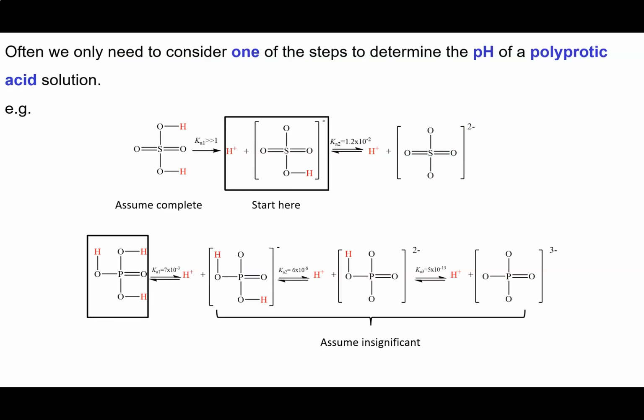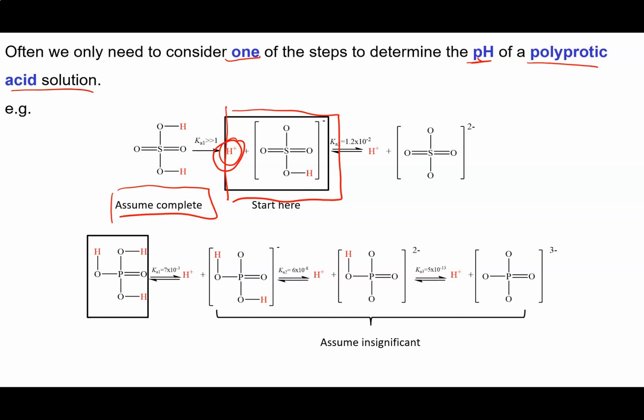Most of the time, in fact, we're going to assume all of the time in the problems that we encounter, you only need to consider one of the ionizations in order to determine the pH of a polyprotic acid. And I'll explain why. If your acid is a strong acid, then we can assume that the first ionization step is complete. So what that means is we're just going to start at the second ionization, and our initial hydrogen ion concentration will be known to us. So we only have to do one step.